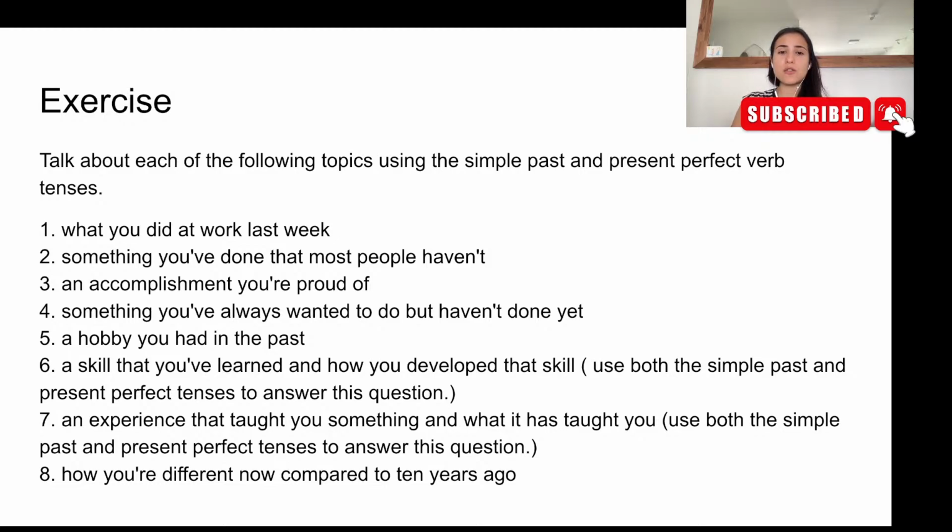Next one, something you've always wanted to do but you haven't done yet. Okay, so this is an expectation, something you are expecting to do. So you would use the present perfect tense here in the negative form. Okay, I haven't been to England, but I would like to visit it in the future.